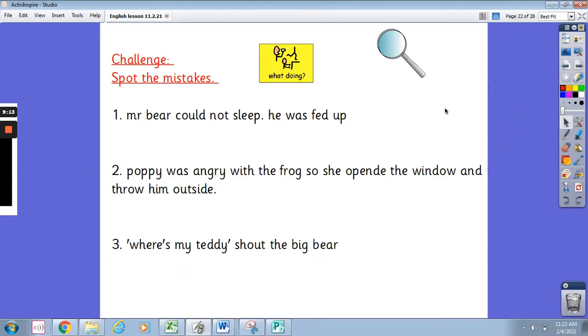Before you go, we have a challenge. Spot the mistakes in my sentences. The first sentence is, Mr. Bear could not sleep. He was fed up. The second sentence is, Poppy was angry with the frog, so she opened the window and threw him outside. And the last sentence is, Where's my teddy? Shouted the big bear. I think there's some mistakes in those sentences. Could you write the sentences down and fix them for me, please? Pause the video and do that now.